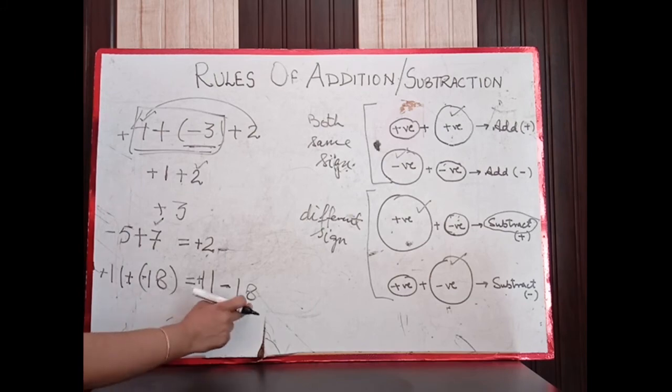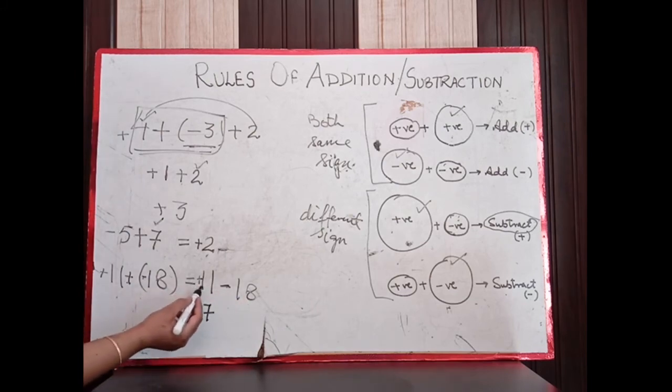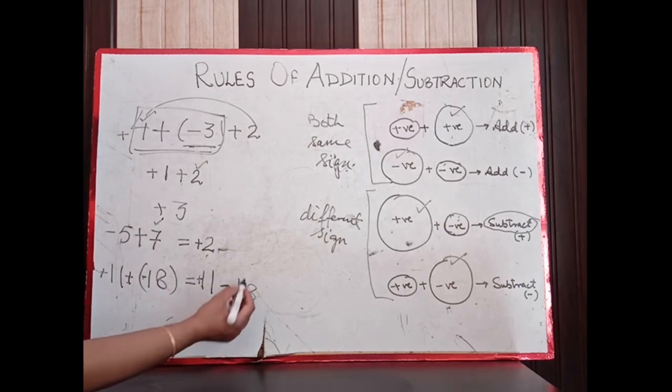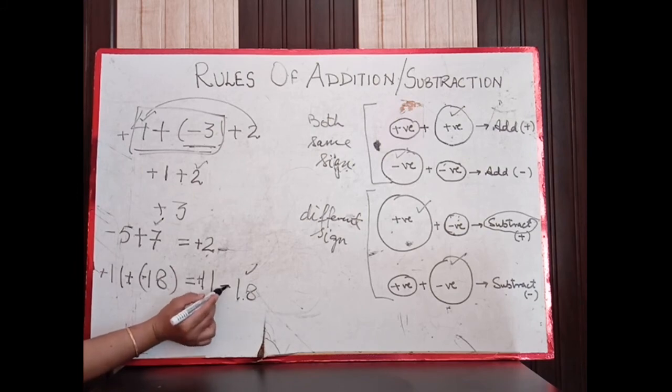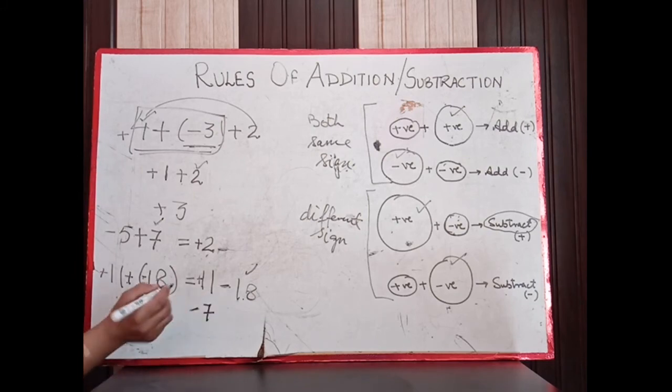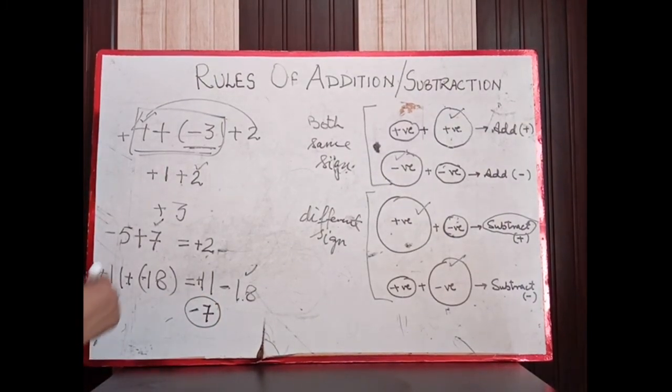11 subtracted from 18, we will get 7. 11 or 18, which number is greater? 18 is greater, so the answer will be with the sign of 18. What is the sign of 18? Minus, so the answer is minus. So this is the way we will add and subtract.